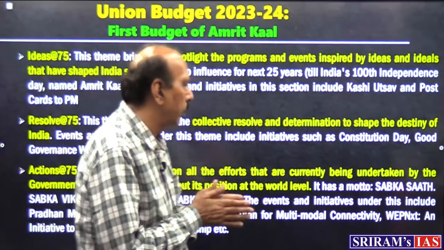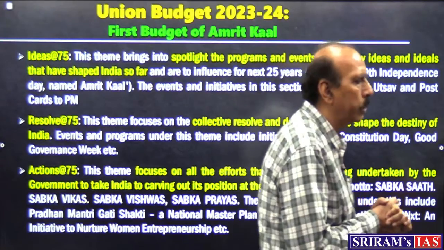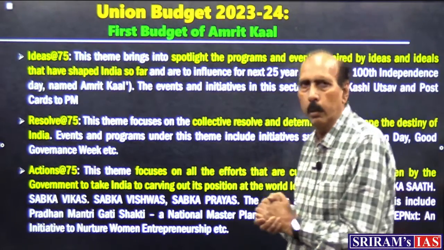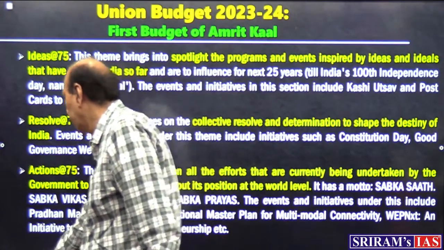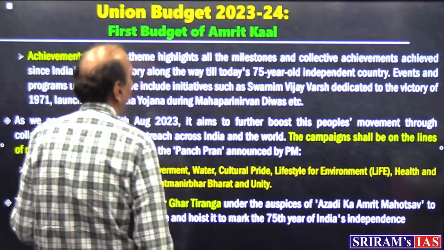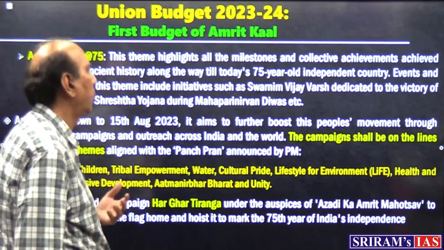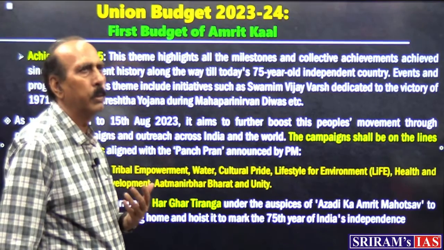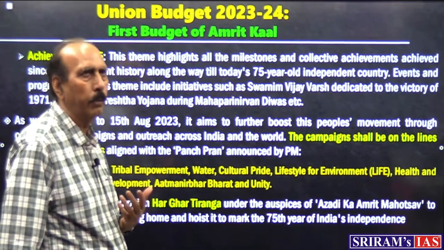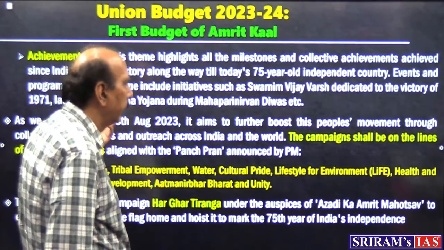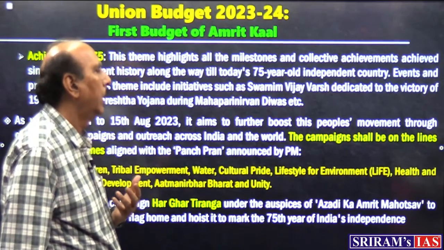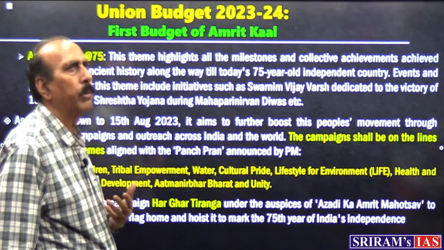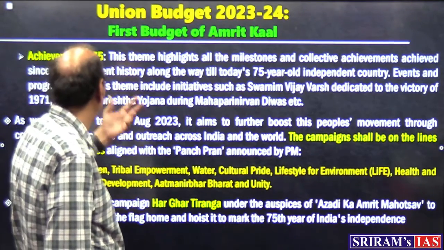This is the motto the government has followed, and they want it to be propagated under this Azadi Ka Amrit Mahotsav. The last thing is achievements. What we have achieved so far, that has to be celebrated. That has to be taken pride in by us. And various events are to be organized to propagate the major achievements of India at the age of 75.